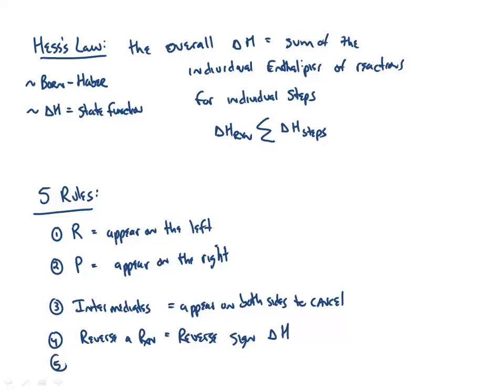And then last but not least, remember that we have to multiply the delta H values by the coefficients of the reaction. Meaning if delta H is written for 1 mole and we want to use 2 moles worth of stuff, then we have to multiply it by 2. So let's take a look at an example.